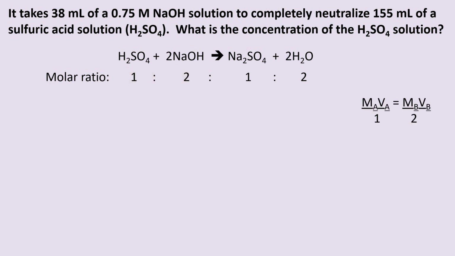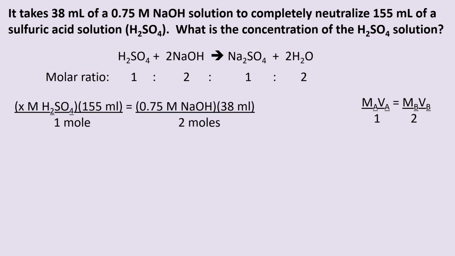Inserting these values into the titration formula yields the following. MaVa over 1 is equal to MbVb over 2. Substituting the values from the practice problem yields the following relationship. X molar H2SO4 times 155 milliliters divided by 1 mole is equal to 0.75 molar NaOH, sodium hydroxide, times 38 milliliters divided by 2 moles.